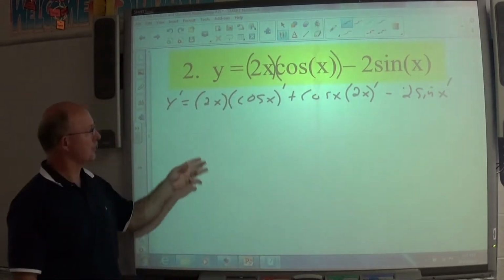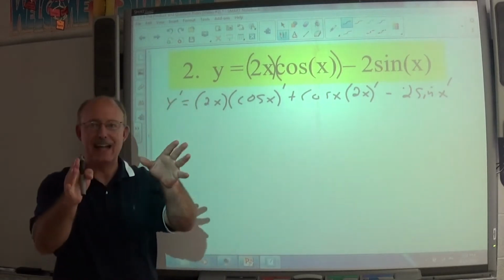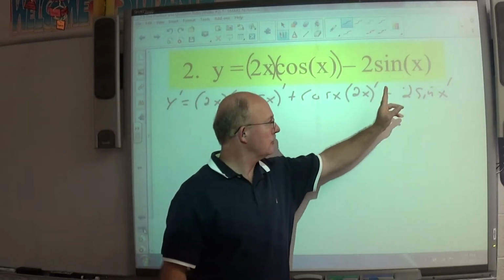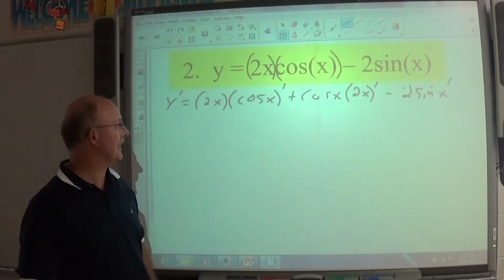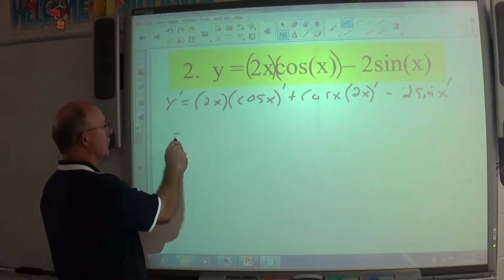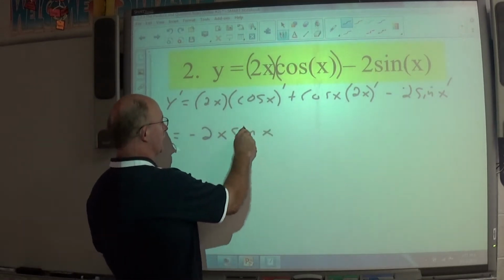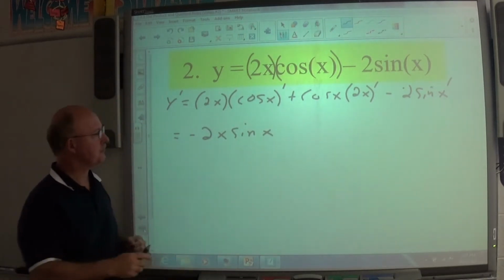Now to get our derivative, so the first times the derivative of the second, plus the second times the derivative of the first. Now that's the product rule. Then minus 2 times the derivative of whatever sine x is. Now if you remember, the derivative of cosine is negative sine, so finding our derivative here, let's make this negative 2x sine x. So we'll just bring the negative out front.